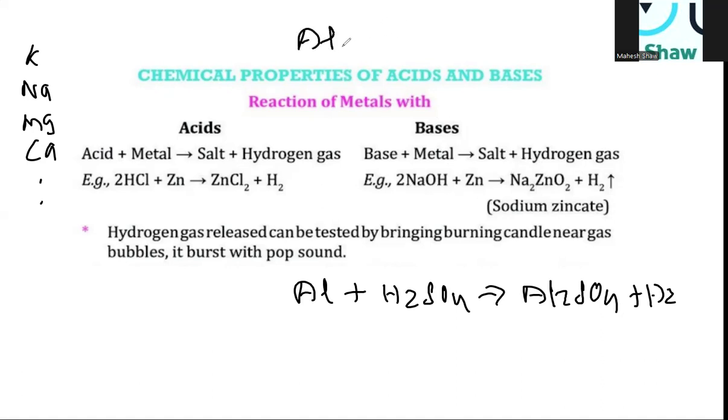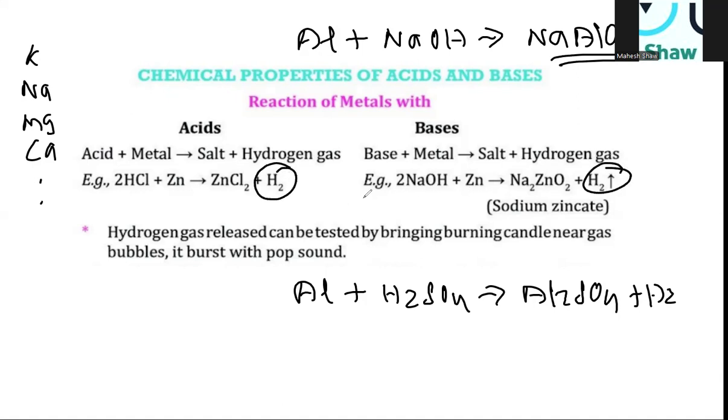There's one more example we can take from here. Aluminum also behaves similarly. It reacts with sodium hydroxide to give sodium aluminate, that is NaAlO2. This is sodium aluminate, and hydrogen gas is released. Now, the hydrogen gas so released, as you know, is a colorless and odorless gas, but it can be tested by bringing a burning splinter or a candle near it. You know that this hydrogen gas will burn with a pop sound.